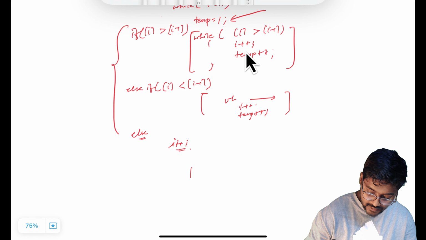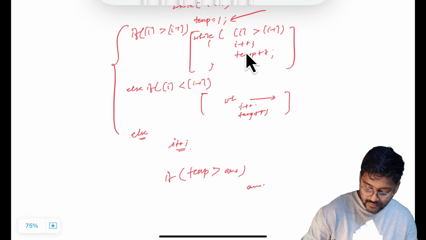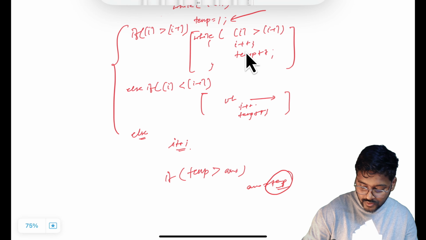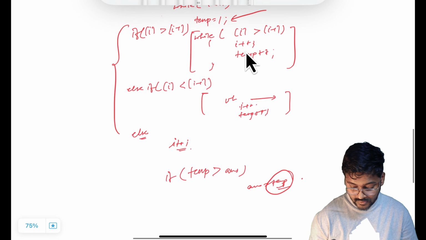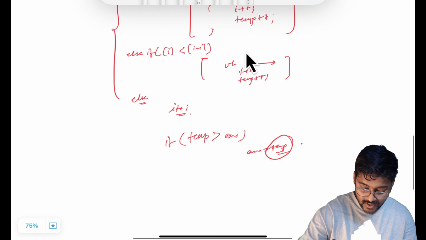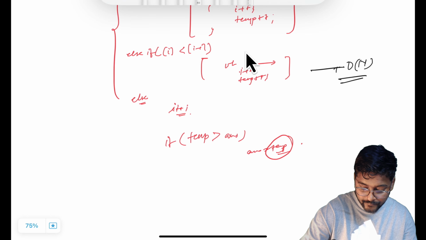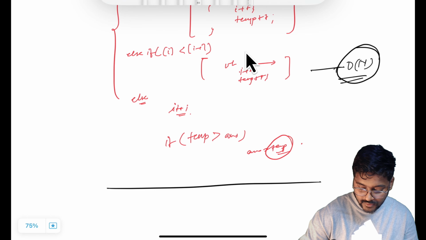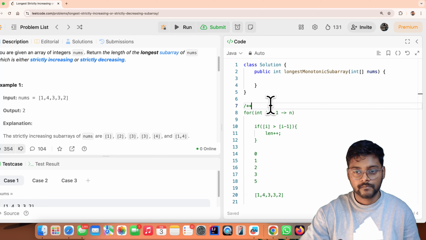And after that, just capture temp. If temp is greater than my answer, answer will become equal to temp. So this is going to be my answer. So in this case, we are able to achieve it in order of n time. Right? Now let's write the code.